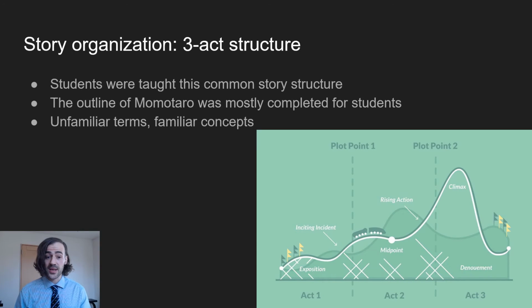So in order to make the storytelling a little easier, I introduced students to this 3-act story structure that is prevalent among movies and stories. And when I introduced the Momotaro, I kind of set it inside of this 3-act structure. I showed them how it fits into this. So students, I think, were initially uncomfortable with the terms, but just instinctively we know the concepts. They're so familiar to us because everybody's heard so many stories that follow this kind of 3-act structure of an exposition, a midpoint, some climax, and then a resolution.